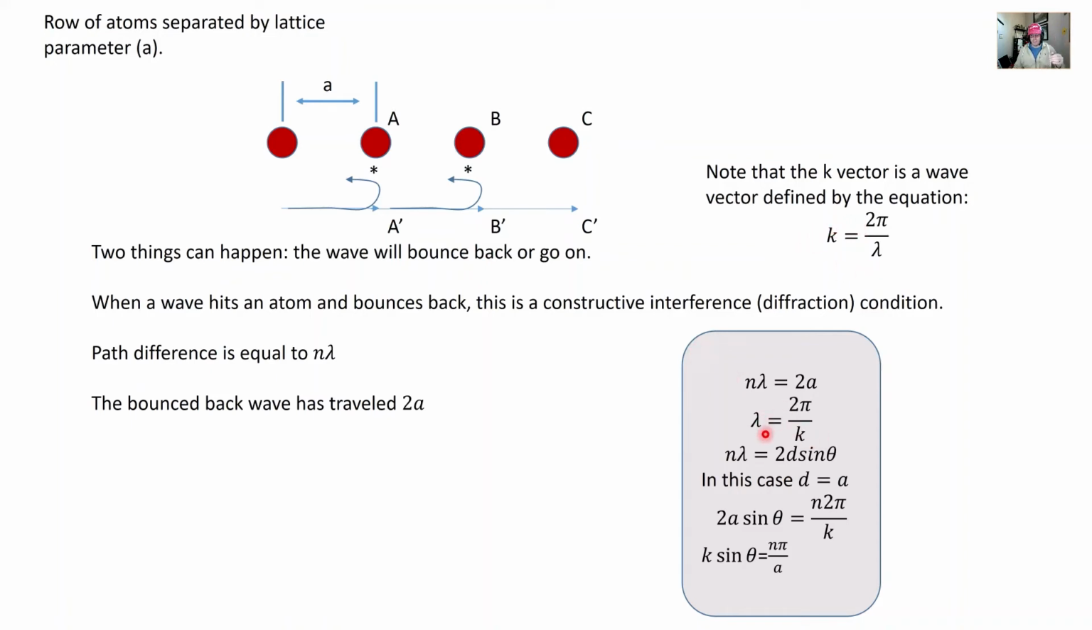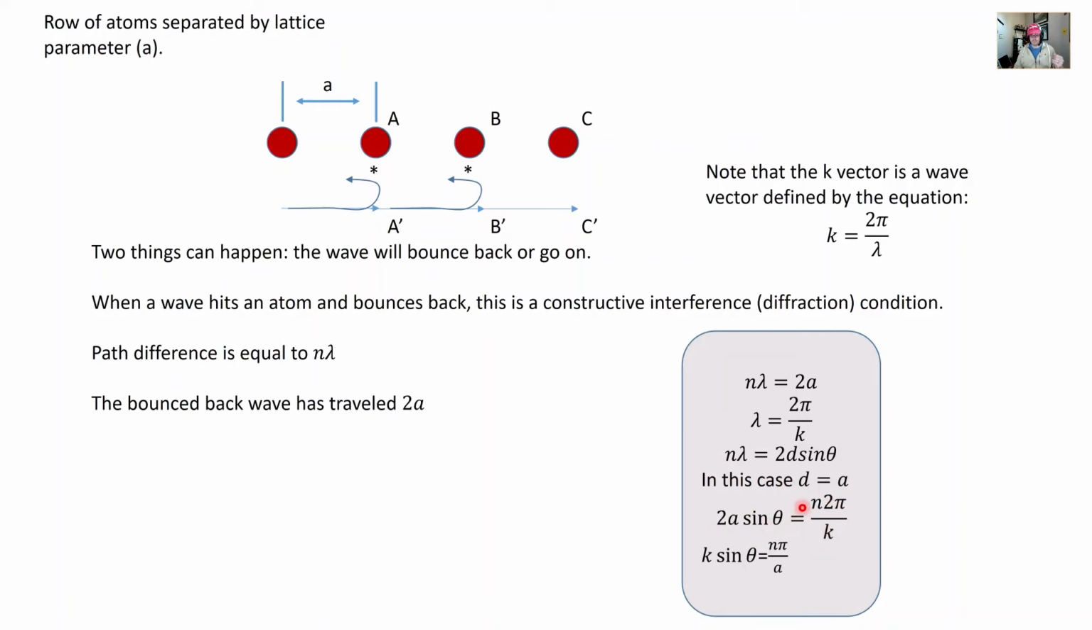We can rearrange that and say lambda equals 2 pi over k. We know our path difference n lambda is now equal to 2a. If we look at Bragg's law, n lambda equals 2d sine theta, so we already know that. So we can rewrite Bragg's law in terms of what we have up here. Since we're not dealing with a 3-dimensional lattice, only a 1-dimensional lattice, d is equal to a. So 2a sine theta equals n 2 pi over k.